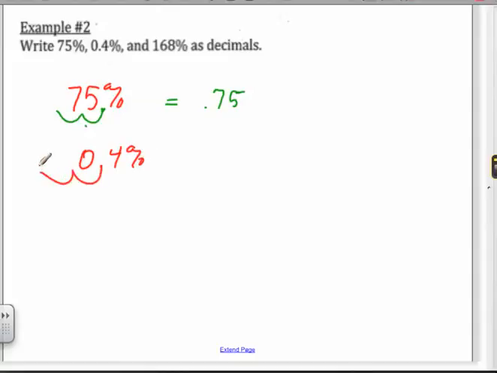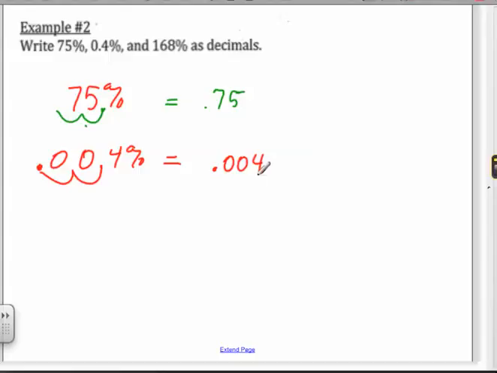Miles, what do I do? Miles says move the decimal point 2 places to the left, which I've done, but I've got an empty space. What do I do with that, Henry? With the empty space, you put a 0. I put a 0 there, and I'm going to get 0.004 as a decimal. Can someone read this to me? Not someone, Nicholas, read this decimal to me. It's 4 thousandths, right? Okay.